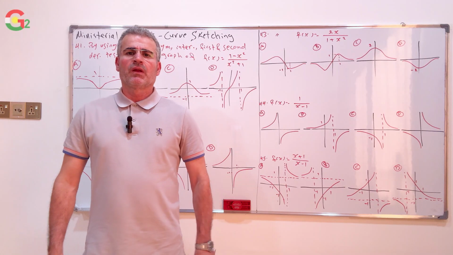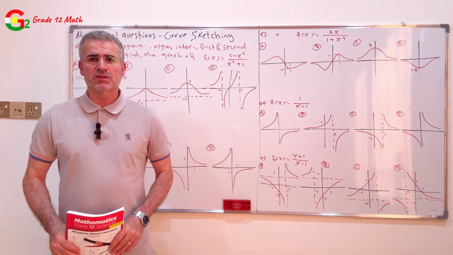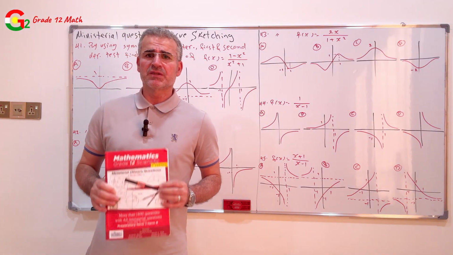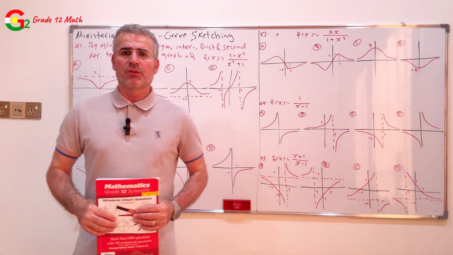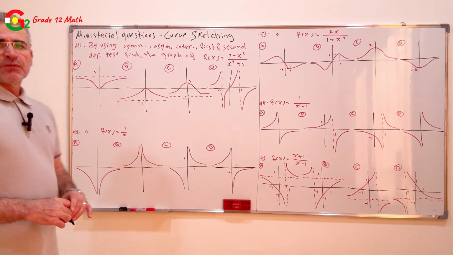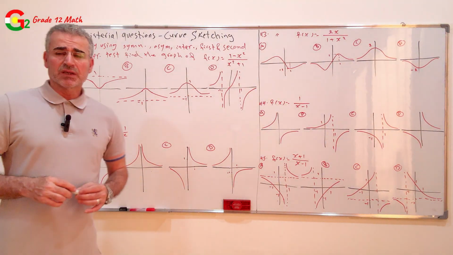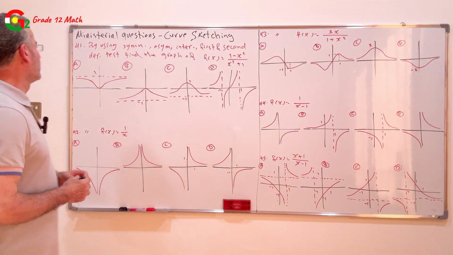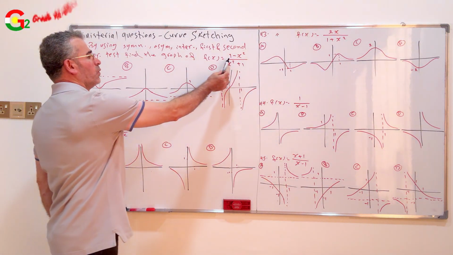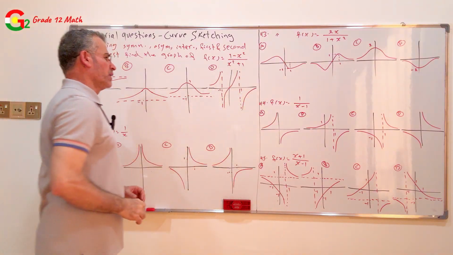Hello everyone. In this video, I'll complete solving the last part of the multiple-choice questions of lesson 4.4 curve sketching in the book of multiple-choice questions. We reach question number 41. By using symmetry, asymptotes, intercepts, and the first and second derivative tests, find the graph of the function f of x equals (1 minus x power 2) over (x power 2 plus 1).